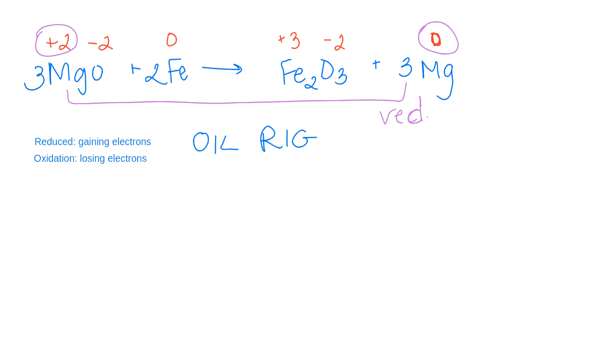Then we can look for our oxidation. Again, for oxidation, we expect the number to increase. So that has to be our iron, because it's going from 0 to +3. In this case, our oxygen stays the same. It stays at -2, which essentially just means that it is a spectator ion and it's not actually important in this reaction. It just kind of watches the redox occur.